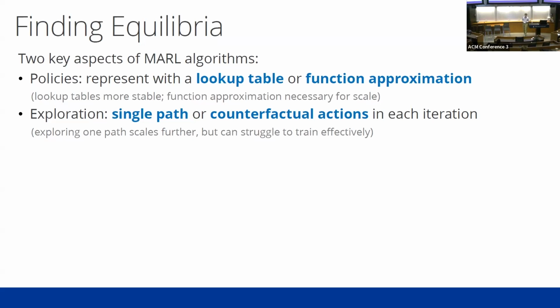The other key dimension is what part of the game tree gets explored in every iteration. Some algorithms will just look along a single path in each training iteration. They'll maybe play a single history through the auction. They'll update their policy based on this one path. That way it's fast to perform a single training iteration, but it can struggle to train effectively. It can sort of thrash around and not cover parts of the game tree that are important. On the other hand, you can consider every counterfactual action in every iteration. You can enumerate the entire game tree. When it's possible to enumerate the entire game tree, this tends to work quite well. But of course, this doesn't scale to large games where you can't enumerate the entire game tree.